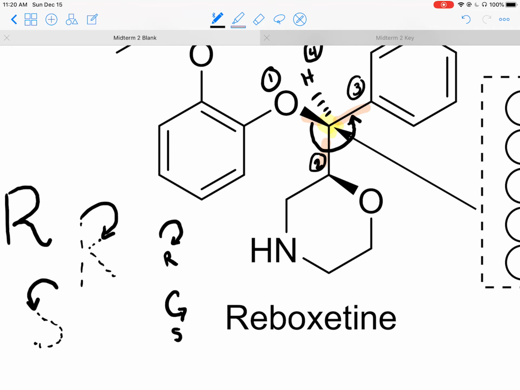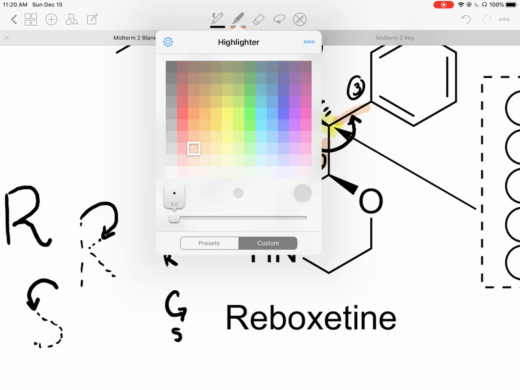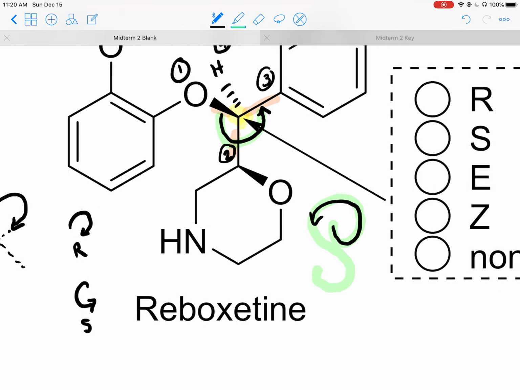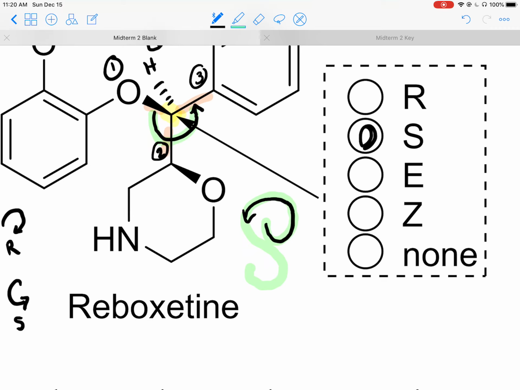And so if we look at this curve that we drew up here, let me highlight that in green. If we're going to draw either the letter S or R, we can see that this curve, the way I drew it, is the beginning of an S, right? A little bit of a squiggly S, but an S. So that's going to be the S configuration.